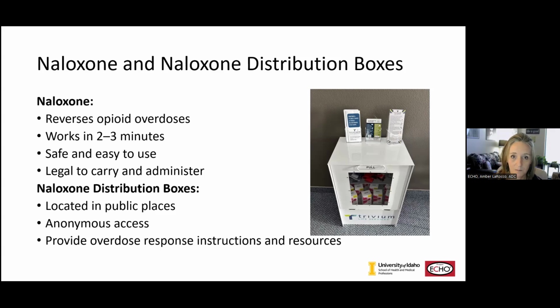We just partnered with some vape shops, so we're going to see some boxes being put out into the community and the vape shops, which I'm really excited about. But these boxes are amazing. So they look like the old school newspaper boxes, and anybody can go up and access them. It's anonymous, which is a huge win for overdose prevention, keeping people's privacy.